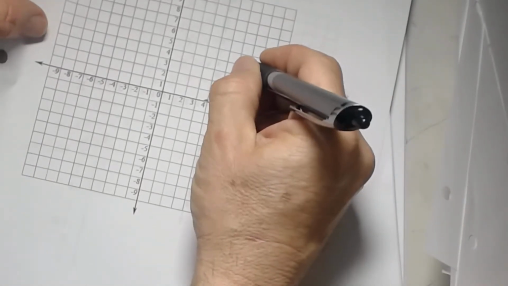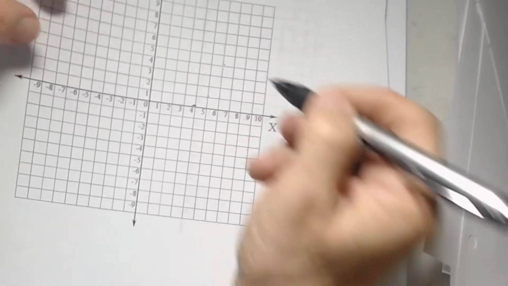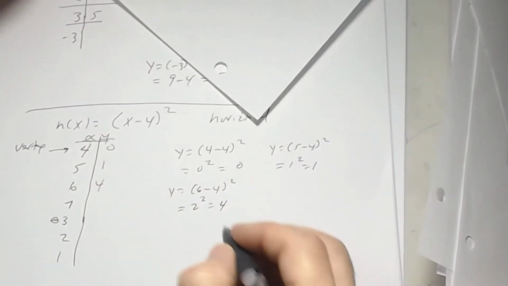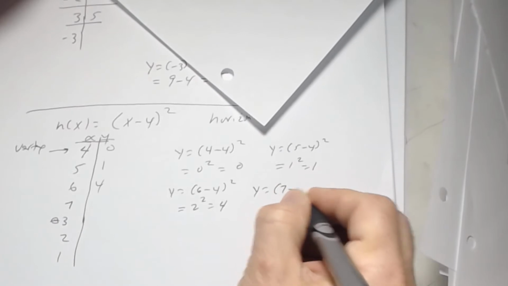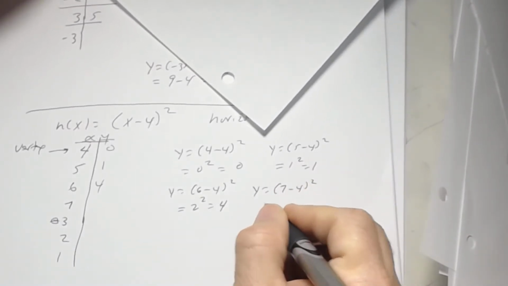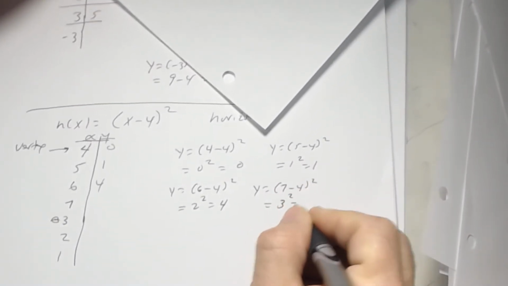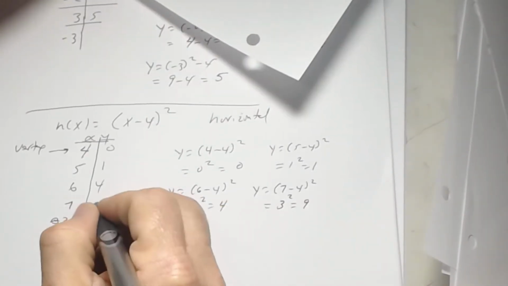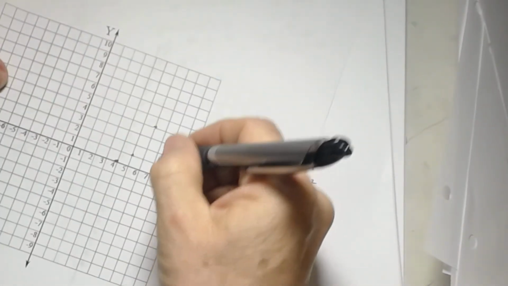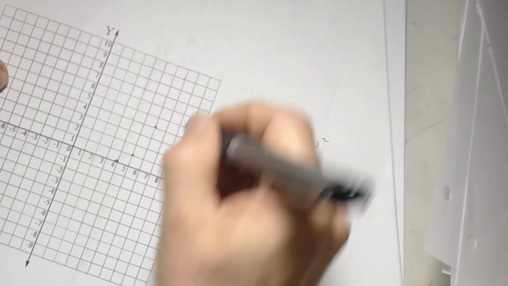(6, 4). When x is 7, I get y equals (7 minus 4) squared. What's 7 minus 4? 3. And what's 3 squared? Okay, so I plot the point (7, 9). So see, it's still within that grid, right? So if you had used other numbers beyond that, it would be way out there.